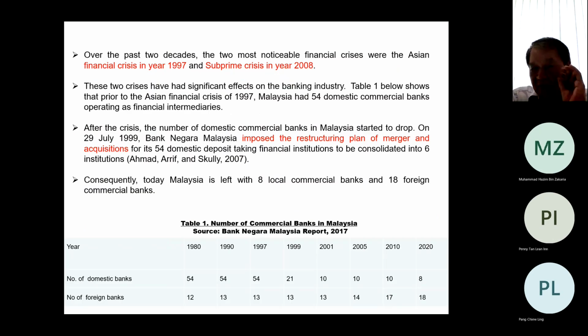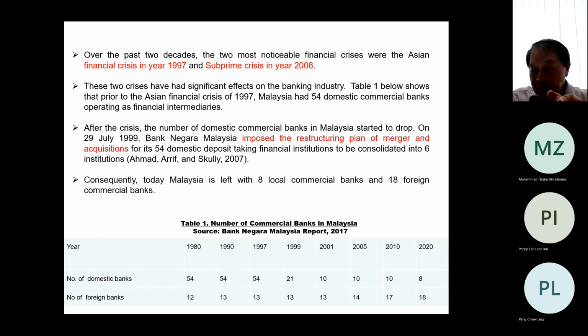There are two crises. The first crisis is in 1997, the financial crisis. The second one is the subprime crisis in 2008. So from here, because of these two crises, I think everybody knows that before the crisis, Malaysia had a total of 54 domestic commercial banks. But because of the crisis, Bank Negara tried to consolidate.